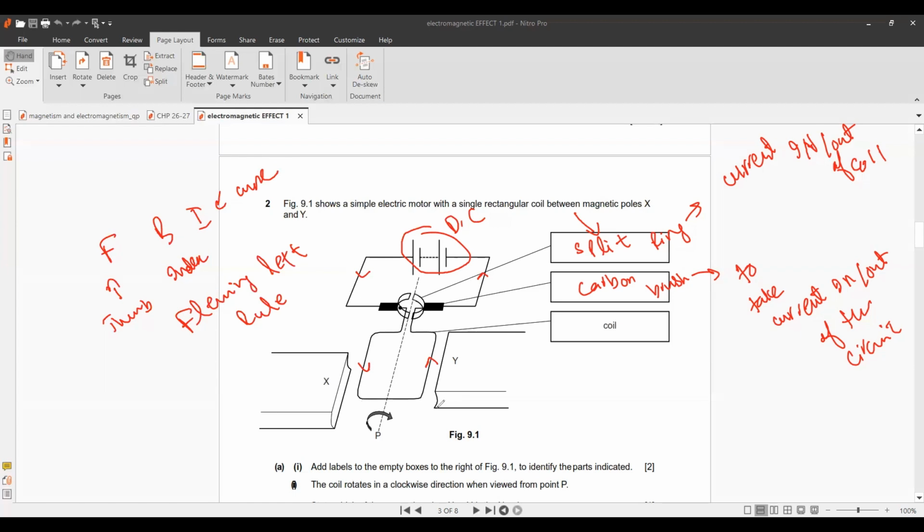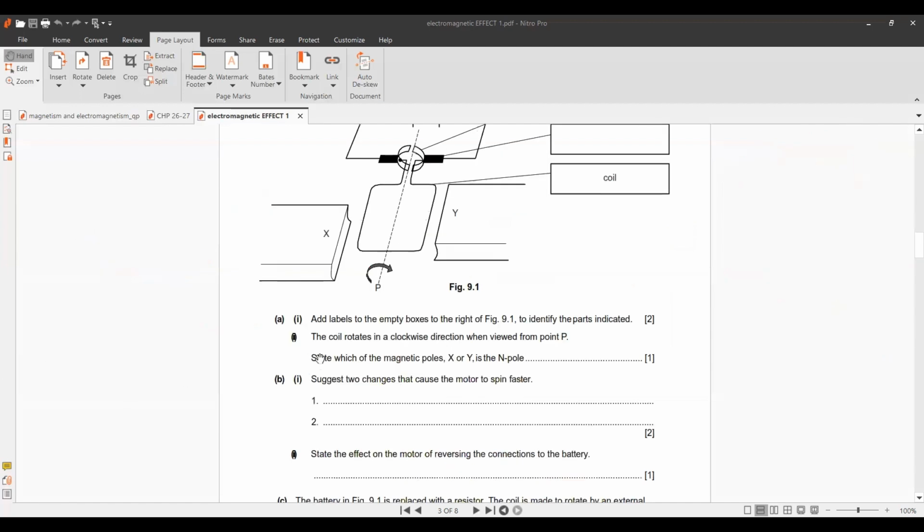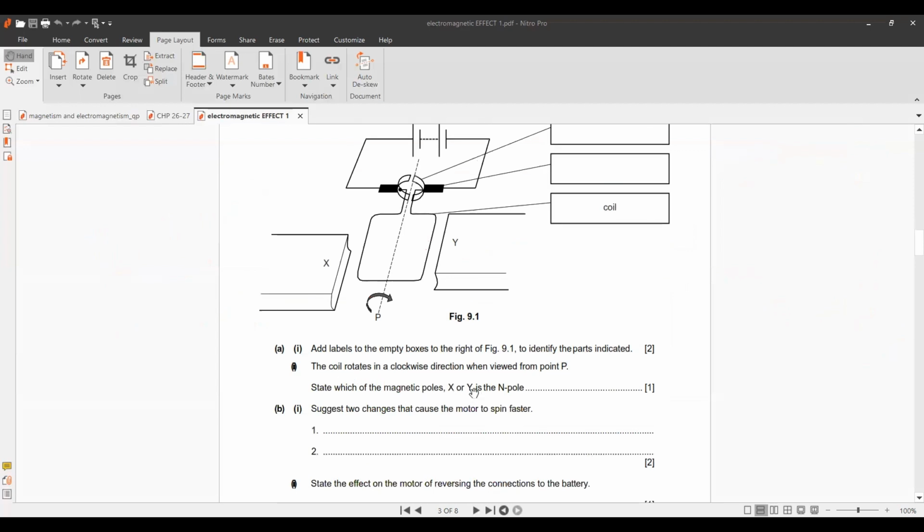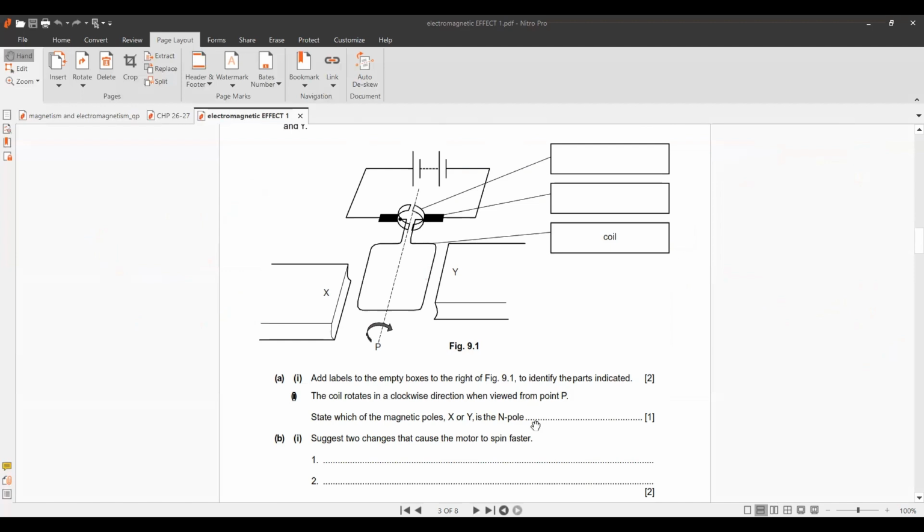And the direction of movement is also shown. Is the direction of movement clockwise or anti-clockwise? Clockwise. We have the direction of motion, that is F, and we have I. Let's see what the question asks: suggest which of the two magnetic poles X and Y is the north pole. So what comes to your mind?